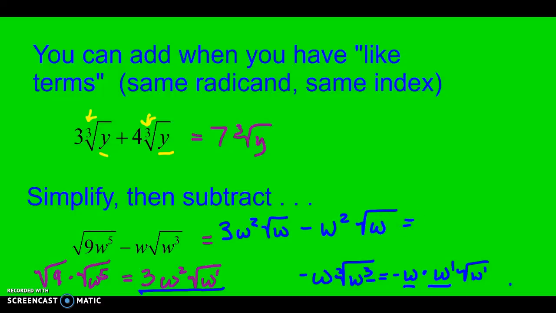And now we can see we have like terms. The index is the same, the radical is the same. So we subtract: 3w squared minus w squared is 2w squared square roots of w. And that's our answer.